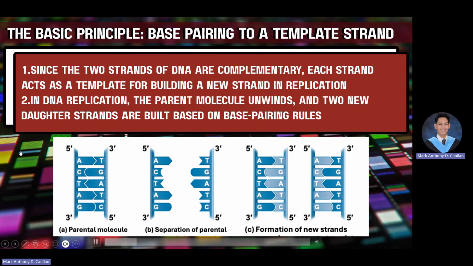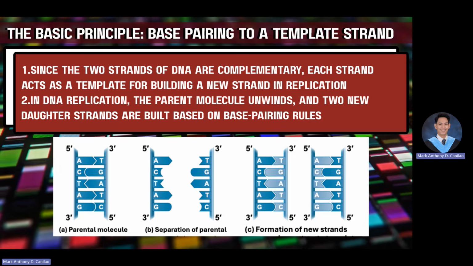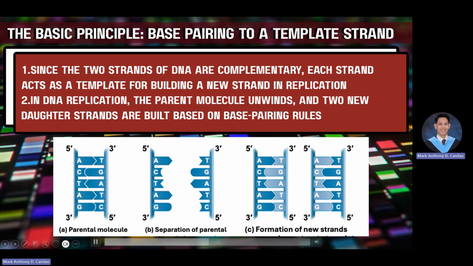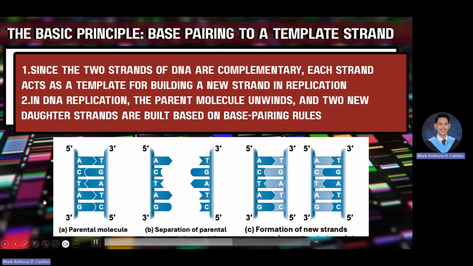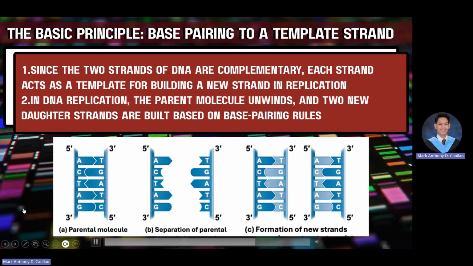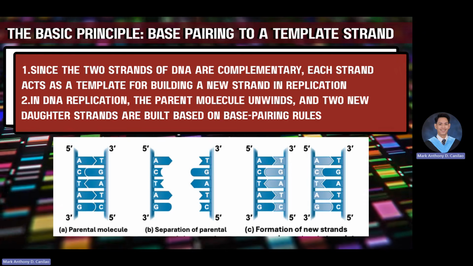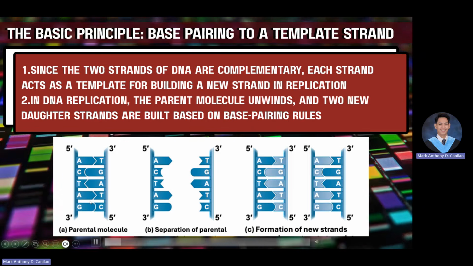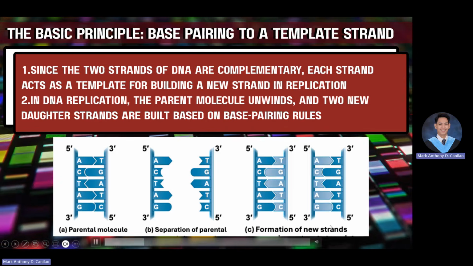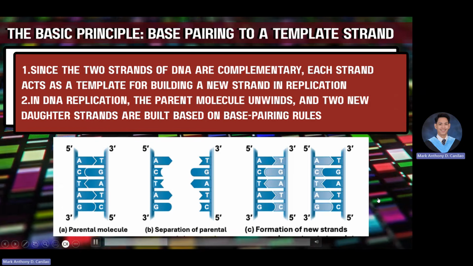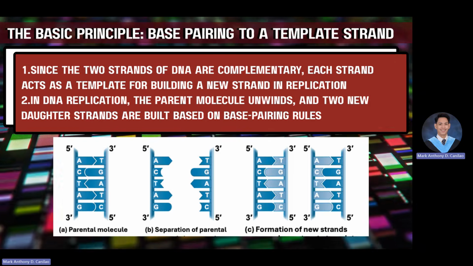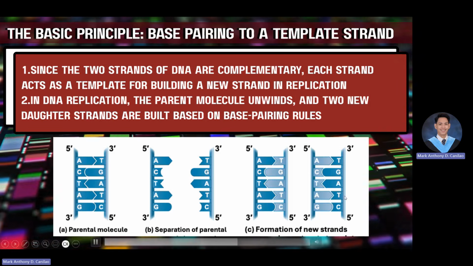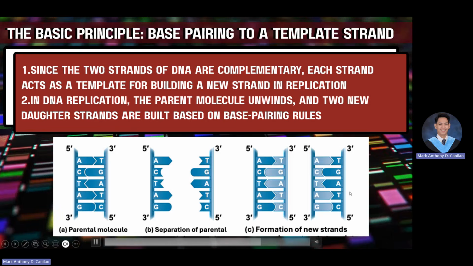Since the two strands of the DNA are complementary, each strand acts as a template for building a new strand in replication. In DNA replication, the parent molecule unwinds and the two new daughter strands are built based on the base pairing rules. If we look at picture A, we have a parental molecule. And at the end of the whole process, from the separation in picture B and the formation of new strands in picture C, we can see that two types of strand have been formed. They are identical in nature and they came from two molecules, one from the parental molecule and another from a newly synthesized strand of DNA.